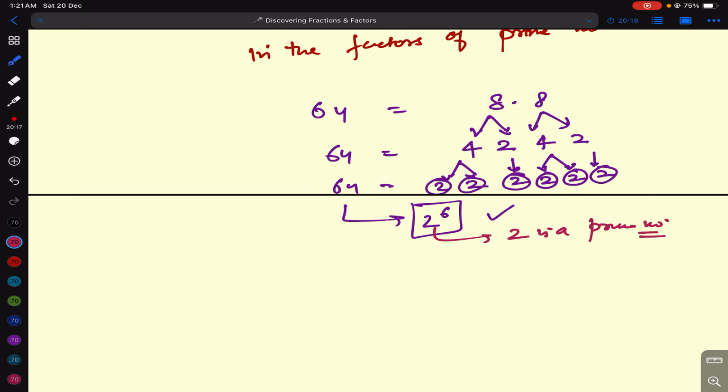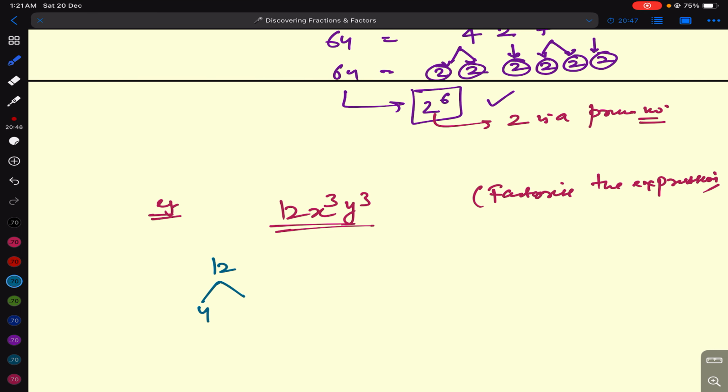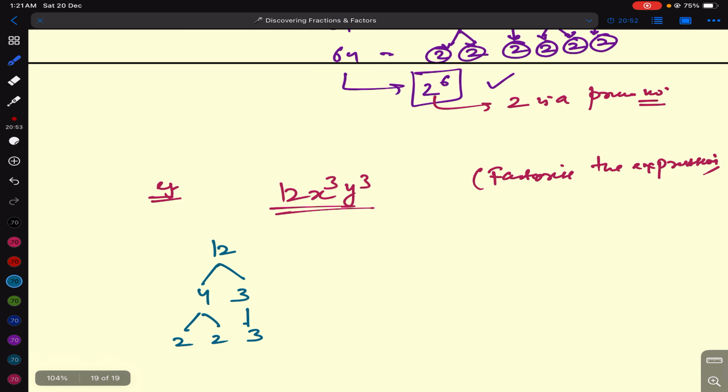Here we'll take one last example and then we'll move further. The last example that we have here in the lesson is 12x cube y cube. Now this is a term that we are supposed to break down into its factors. So we basically have to factorize this expression. How do we do that? First we'll break down 12. So 12 can be written as 4 times 3, and this 4 will be written as 2 times 2, and this remains as 3, right?